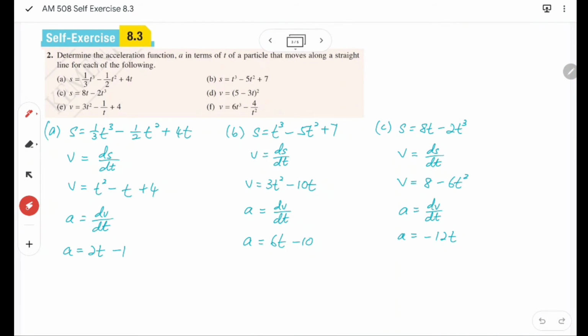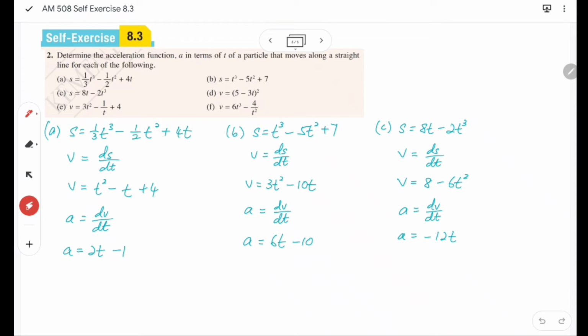Question number 2. Determine the acceleration function a in terms of t of a particle that moves along a straight line for each of the following. So for a, we are given a displacement function. With the displacement function, we will first get the v by the first derivative. So we get v equals t squared minus t plus 4 from here. And then from the velocity function, we want to get the acceleration function. We do another derivative. So we get 2t minus 1 plus 0. So the a equals 2t minus 1.